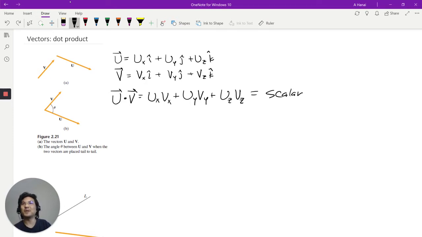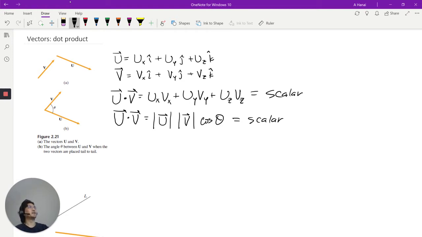Another way to compute the dot product: let's say you already know the magnitude of this vector and the magnitude of this vector, and you see there's an angle between them. Technically there's also this other angle, so we take the smaller angle between them. The other way to compute the dot product is this magnitude times this magnitude times the cosine of the smaller angle between the two vectors. So two different ways.